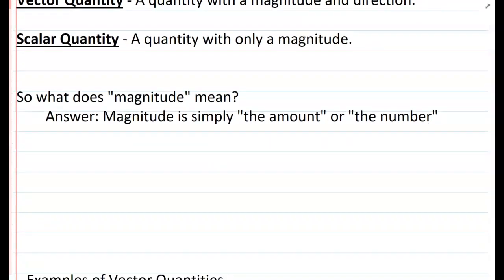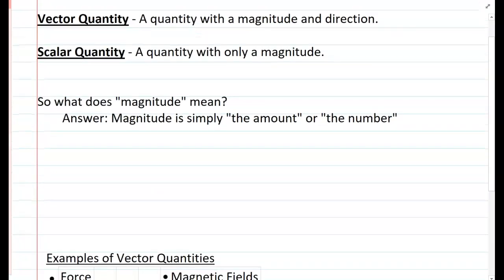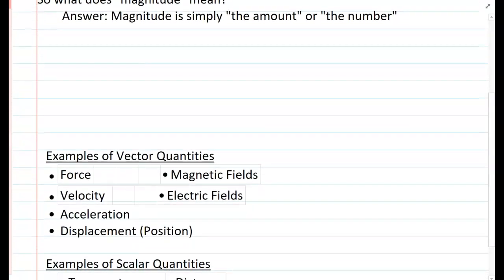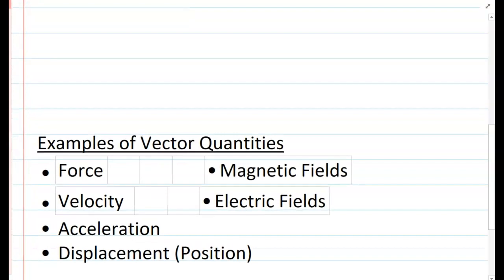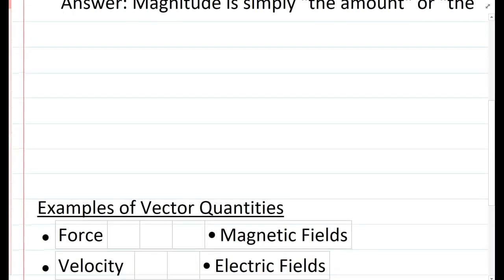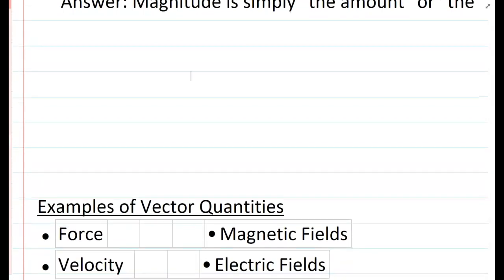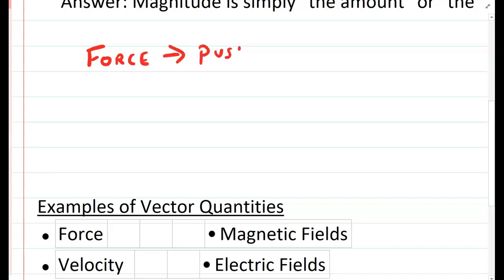So what is a vector? I'm going to first just talk about some examples of some things that are vector quantities, such as force, velocity, acceleration, displacement, and of course magnetic field and electric fields you don't know anything about. But let's just talk about force for a minute. A force is a push or a pull. That's what a force is.